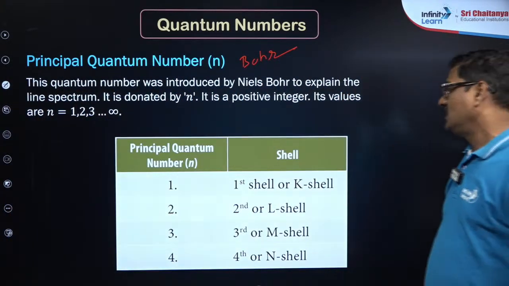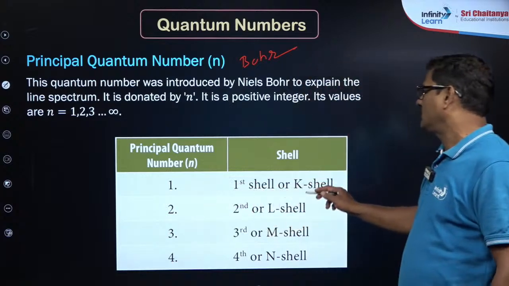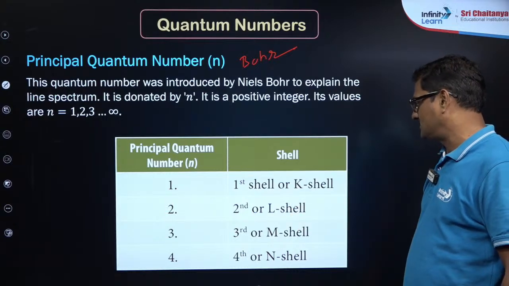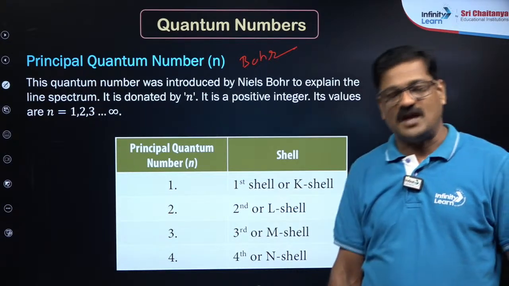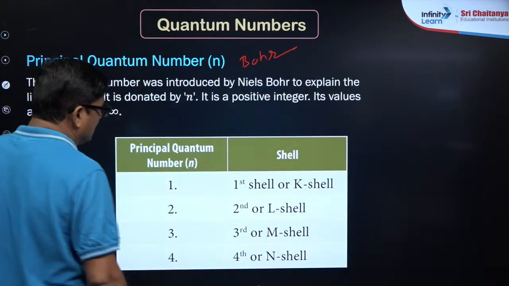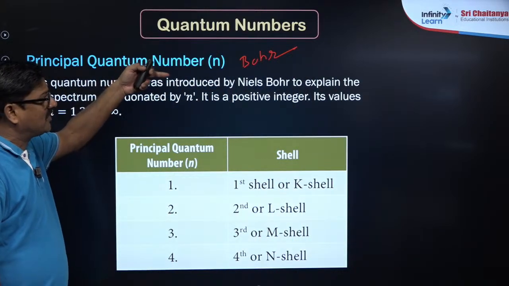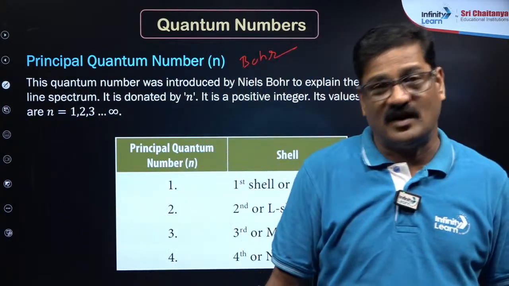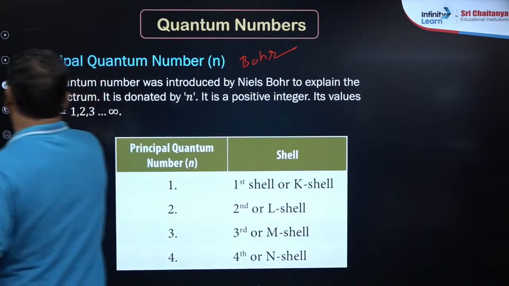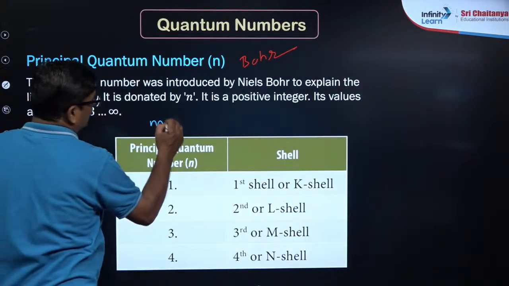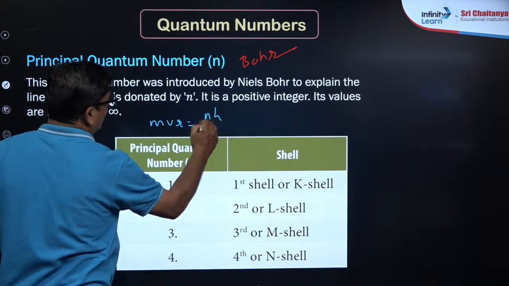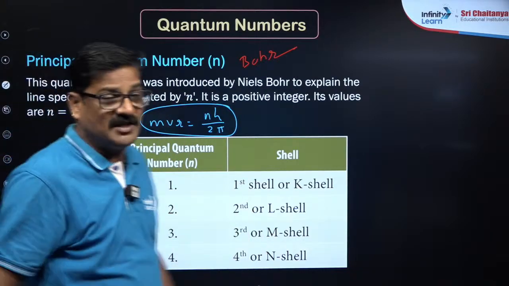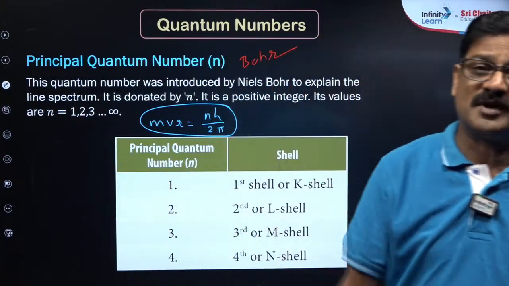The principal quantum number tells us the shell number: first shell, K shell; second shell, L shell; third shell, M shell; and fourth shell, N shell. It can successfully explain the emission spectra of the hydrogen spectrum, and it also gives the energy, the radius of the electron and the velocity, based on quantization of angular momentum, mvr equal to nh by 2 pi. This is the basis of the principal quantum number. Whatever Bohr's atomic theory tells you is because of the principal quantum number.